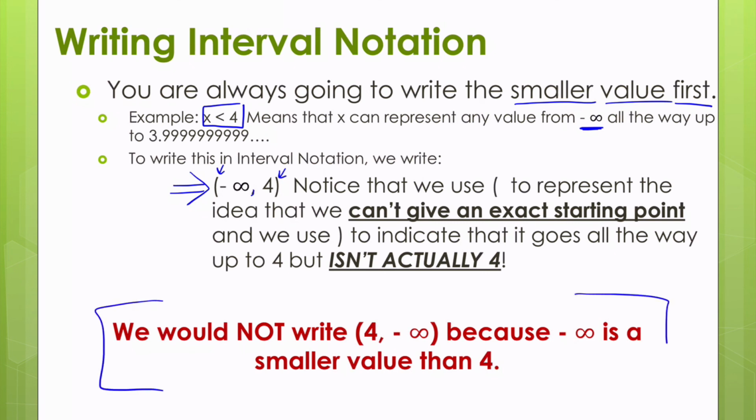Notice that we would not write 4 comma negative infinity, because negative infinity is the smaller value, and that's smaller than 4, so we're going to write that first.